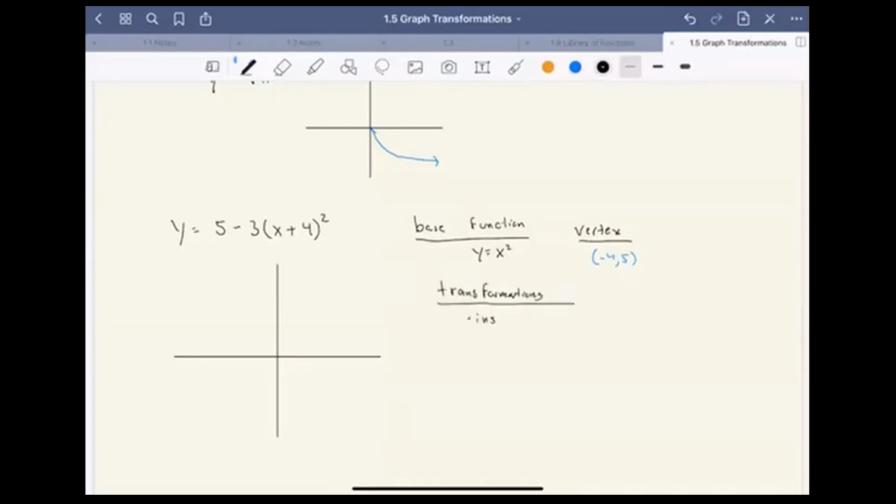Now, when I think about the shifts or the transformations, go inside to outside. So the first transformation is going to be left by 4, or a horizontal shift of -4. Okay, so we're going to start out with, let's say we have y equals x squared. Horizontal shift, 1, 2, 3, 4.